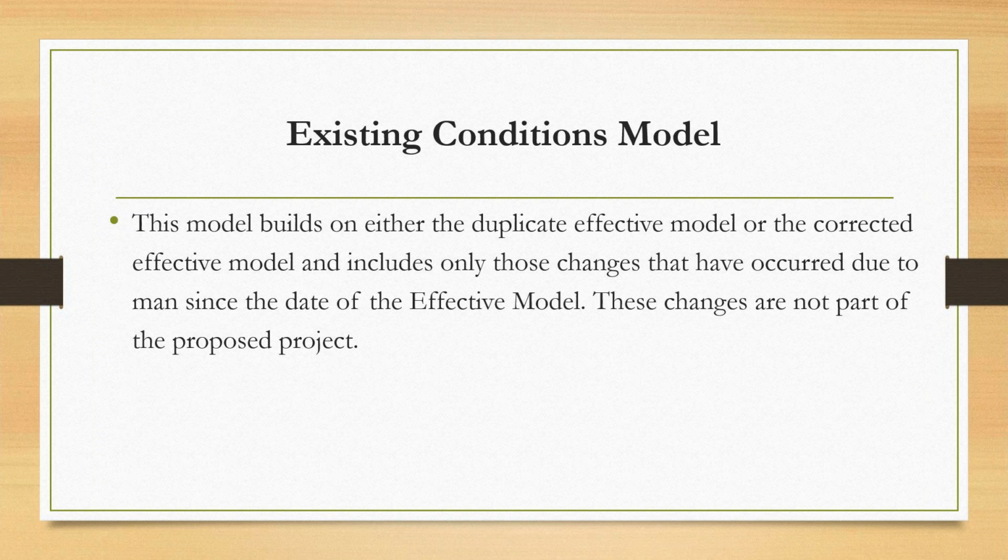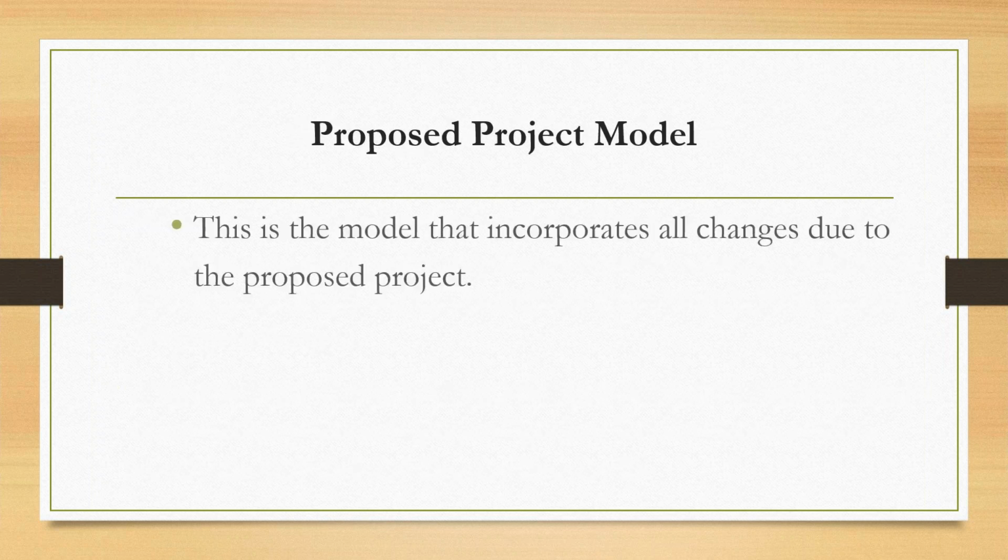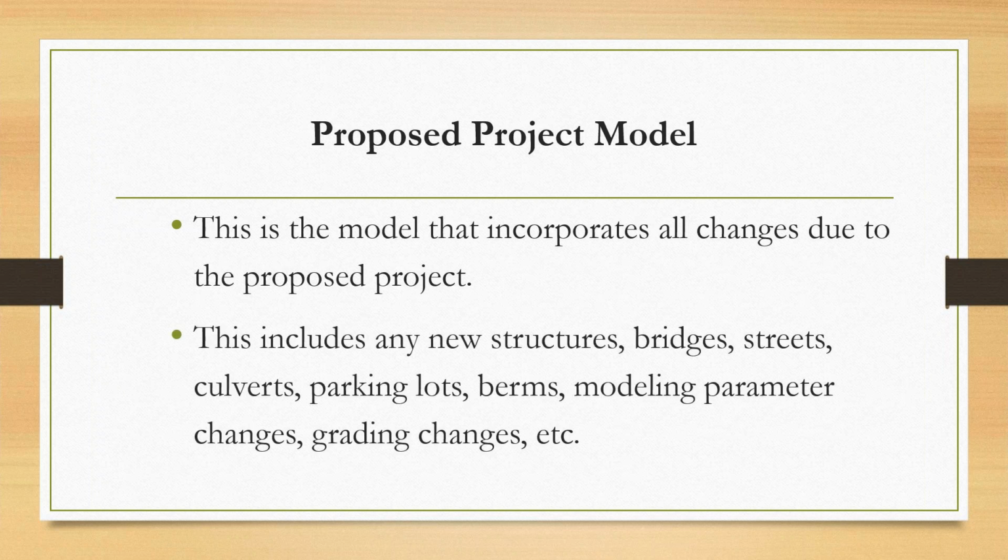Maybe even a structure was built, a bridge on the stream, and that was not incorporated in the model because someone didn't do it when they should have. Again, this is the time to incorporate that. And again, cross sections are added as they're needed. Now, finally, we have the proposed project model, and this incorporates all the changes due to the proposed project. It also has the new structures, the bridges, the streets, the culverts, berms, grading changes, anything that needs to be incorporated for this proposed model.